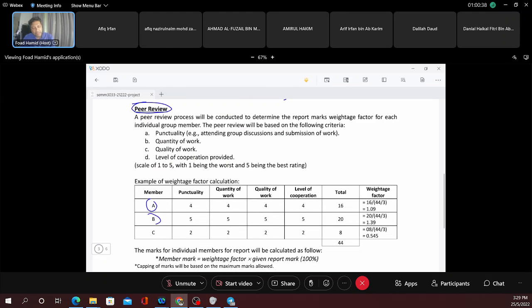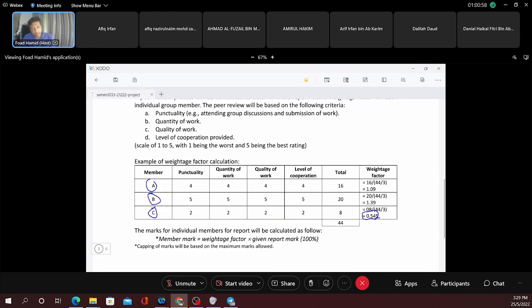Member A, member B, member C, and a scale from 1 to 5. So what is the punctuality? Member B is always punctual. This is the good student: 5, 5, 5, 5. But this one is not as good: 4, 4, 4. This is the bad student: 2, 2, 2, 2. Note that the weighting factor for the bad student is only 0.5, and the member mark is 0.5 times whatever the group will get.